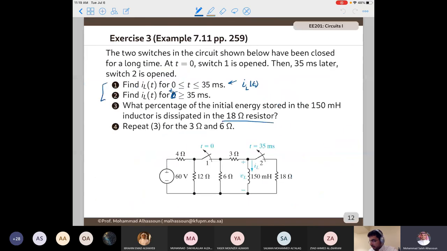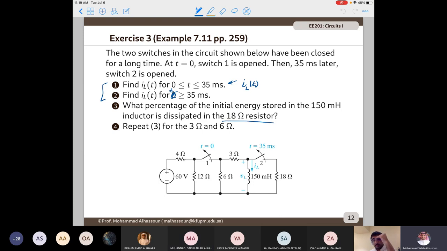Okay, Mohamed, question? Yes, doctor. Why did we ignore the energy of the 18 ohm resistor when t is less than zero? Because for too many reasons. The first one is that the inductor is not releasing energy. The other thing is that the current passing through the 18 ohm resistor is zero because it's in parallel with the short circuit. So there's no energy to begin with.